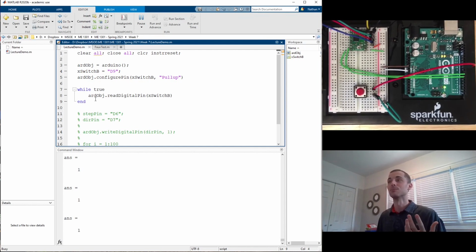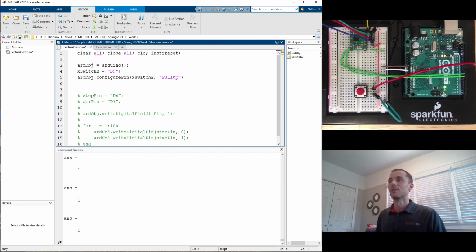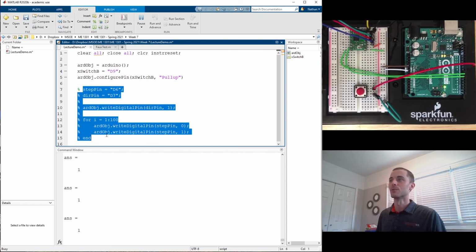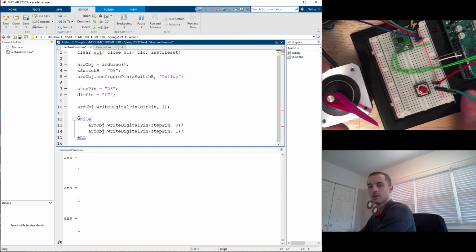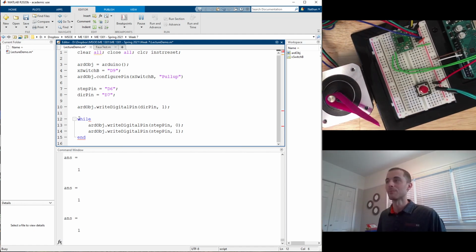So when I want this motor to spin, I'm going to grab this. If we think about the while loops that we've constructed before, we'll get rid of those comments. We're going to change this loop. We're going to say while the button is not being pressed, I'm going to move this over so you guys can see it. While this button is not being pressed, we want it to continue moving. So while not read digital pin switch B.